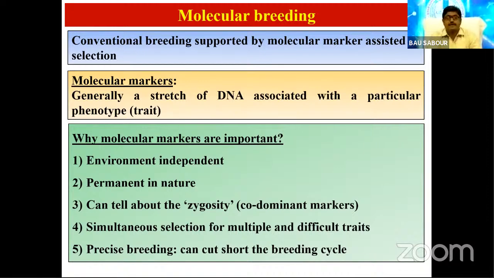The third most important thing is that it can tell us about the zygosity, particularly when we use codominant markers. I have not covered the classification of markers, dominant or codominant, in today's lecture, but to be very precise, a codominant marker can distinguish between a homozygous and a heterozygous individual. So if we have selected a tall plant which is heterozygous in nature, then according to Mendelism, in the filial generation this heterozygous tall plant is again going to segregate and give you a 3:1 ratio of tall and dwarf plants.